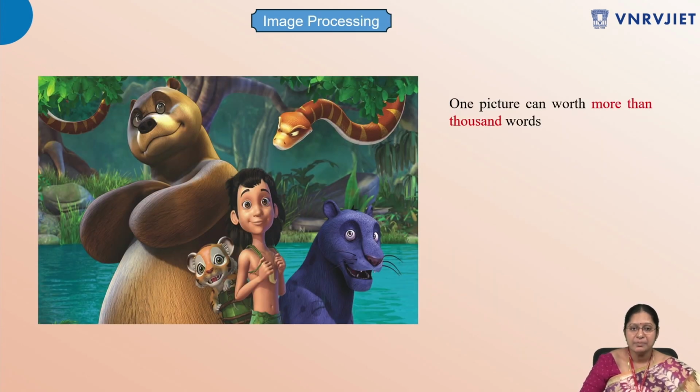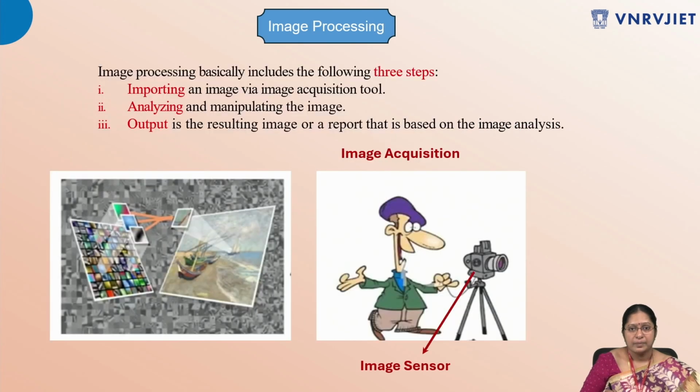This is the animated picture of the story Jungle Book. One picture can be worth more than 1,000 words. Here we have 5 types of roles and they have their own features and knowledgeable expressions. Image processing is used to extract knowledgeable information, color concentration, compression of files, restoration of files, all these types of operations are there.